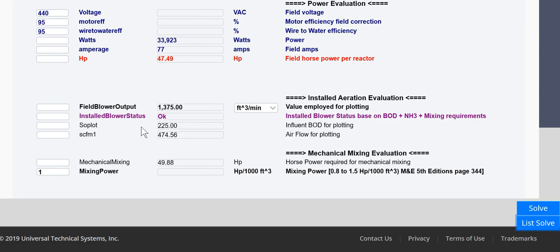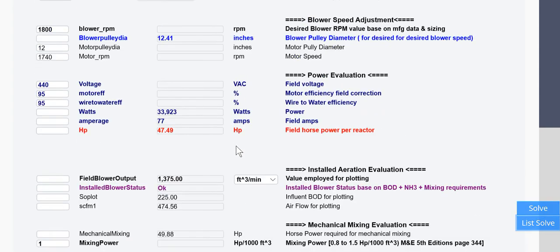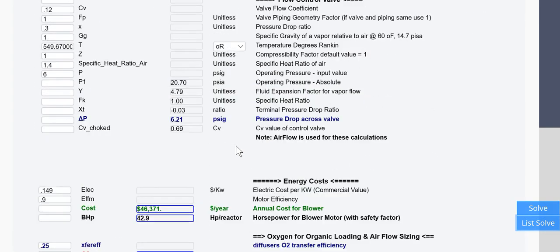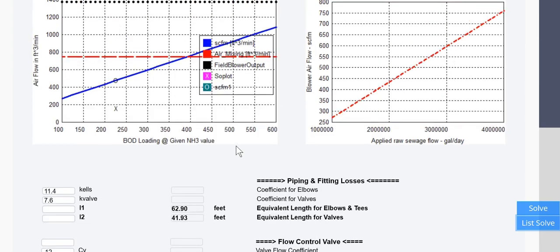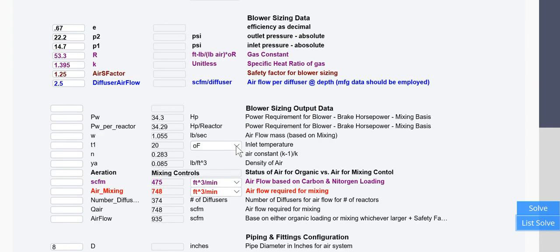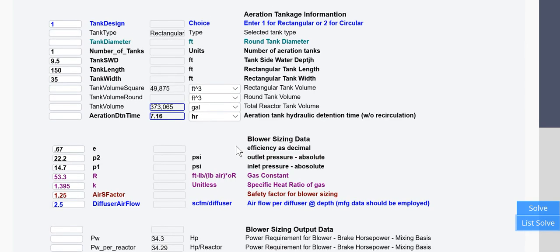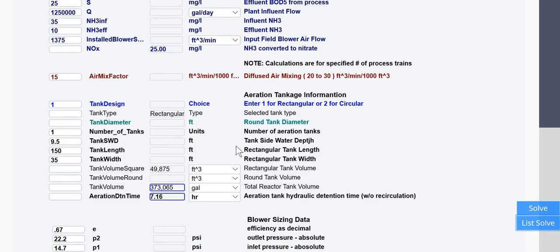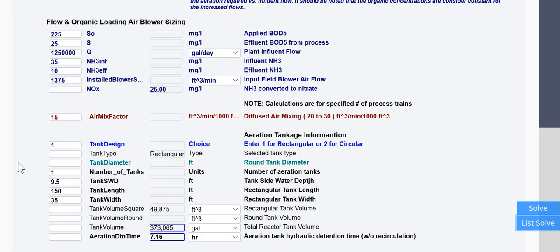and you'll see here that it's 1,375, and infinite BOD plots at 225, and air for plotting is 425. I just put in mechanical mixing to see as a comparison for the volume of the tank. What this is, is a reality check on how your system is configured and what the loadings are doing. If you change any of these variables, it will impact all your calculations down below as well.